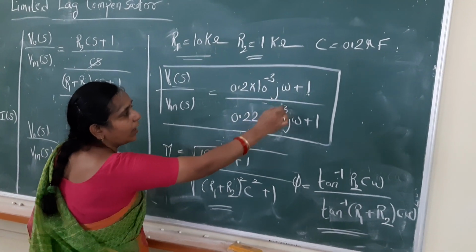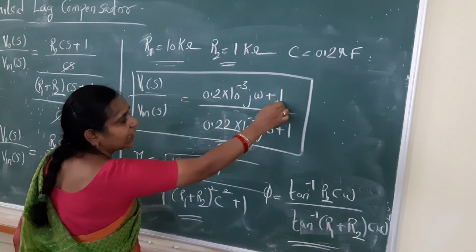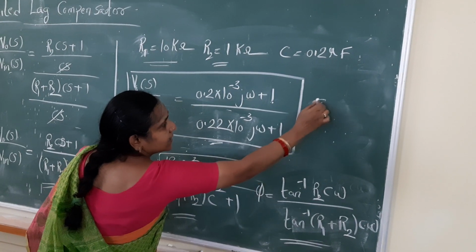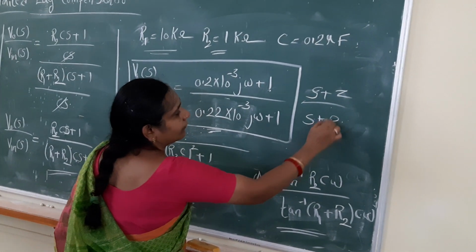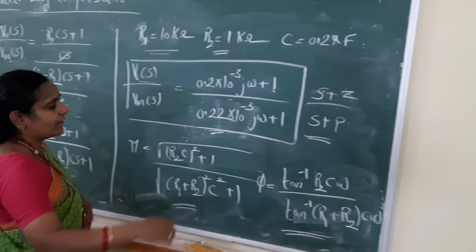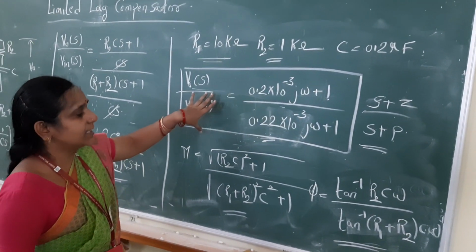We are seeing a pole and a zero, and it is in the form of (s + z) by (s + p) kind of function. We have a pole, we have a zero, and this is our compensator.